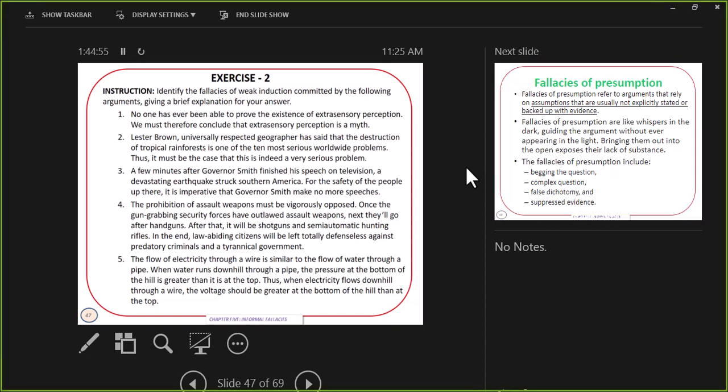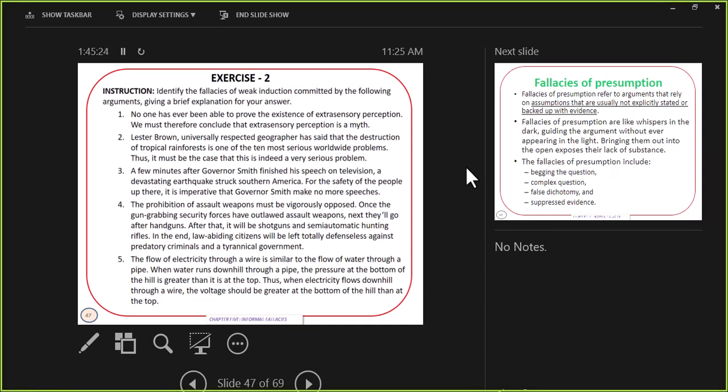Appeal to unqualified authority, appeal to ignorance, false cause, non causa, post hoc, slippery slope, weak analogy. Appeal to ignorance. Why? Yes, correct. Because the premise asserts as if nothing has been proved, but the conclusion asserts as if it's proved, right? It's appeal to ignorance.